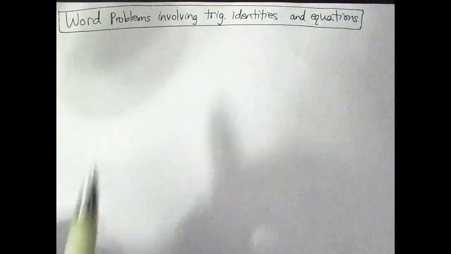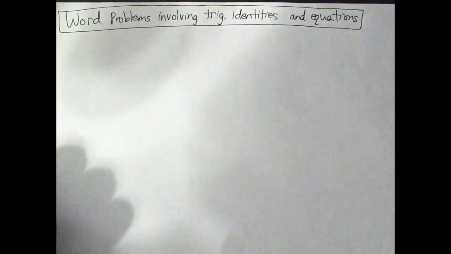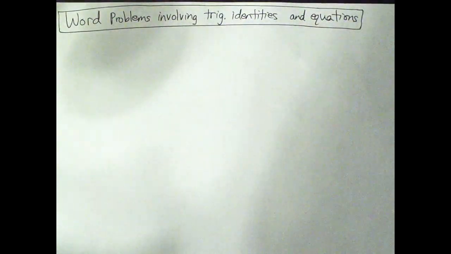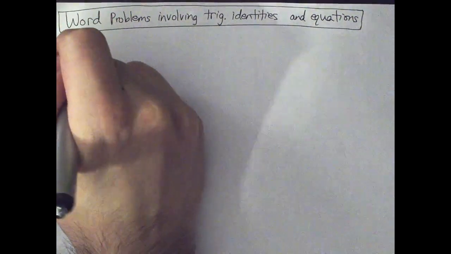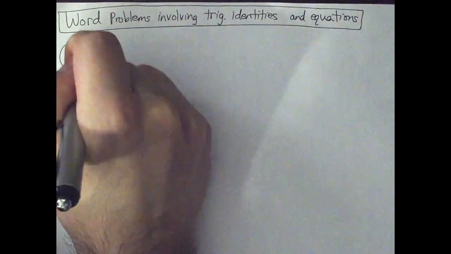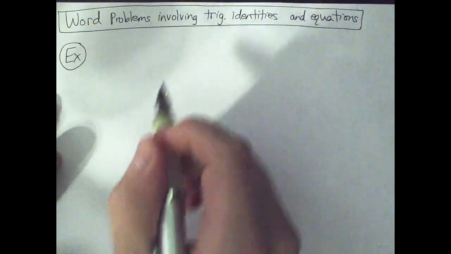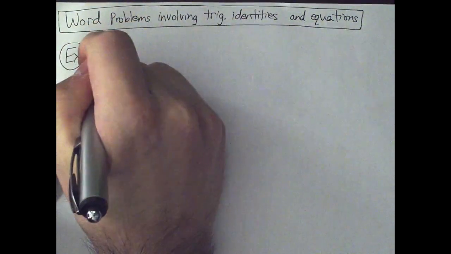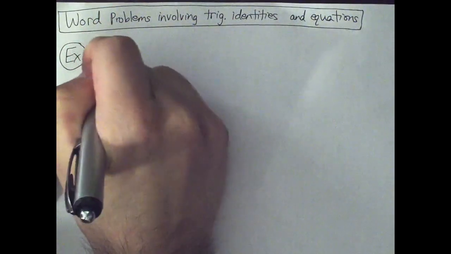Okay, so word problems involving trig identities and equations. I'll tell you that in this section, we're only going to do a couple of problems, but they take a while. So let's go ahead and write the first one. I think with word problems, the best thing we can do is write a problem and talk through it. So let's see.